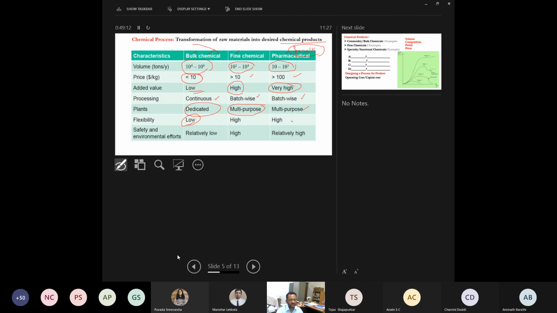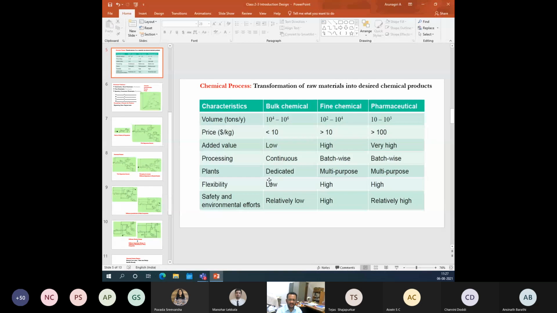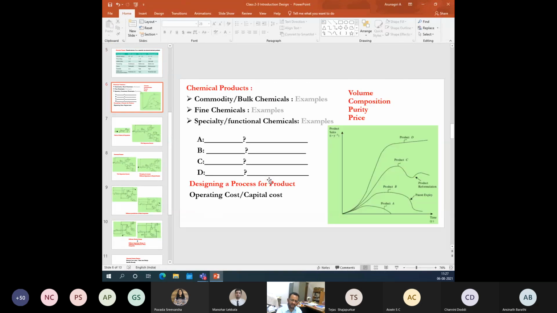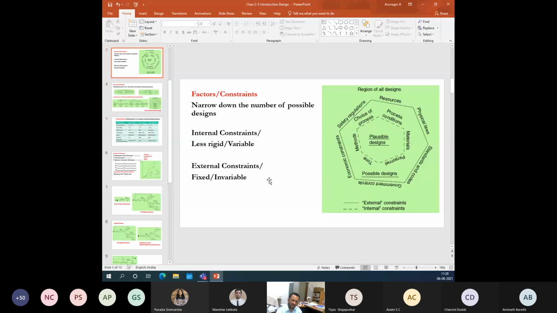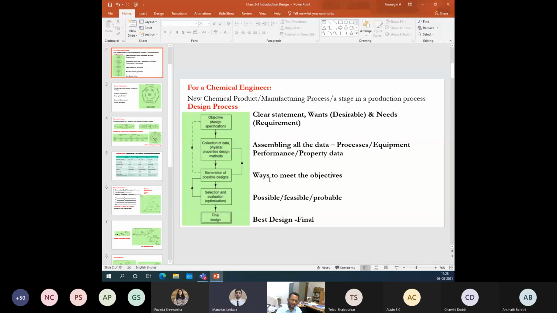So we can continue our discussion next class. Again, we can start with these products. Today we have discussed what is design.